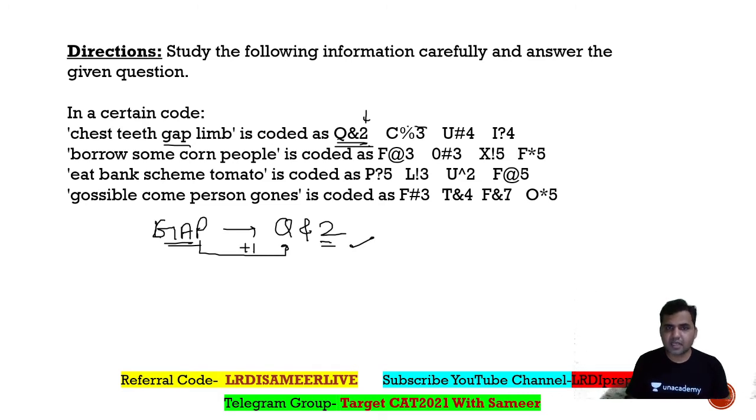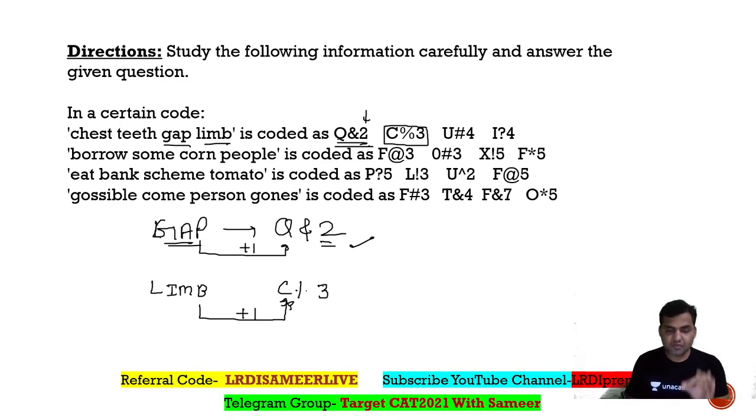Let's look at the next coded word, and it's C, percentage sign, and 3. It must be used for a word which must be ending with letter B, and that word is limb. LIMB. You see that B plus 1 is C.